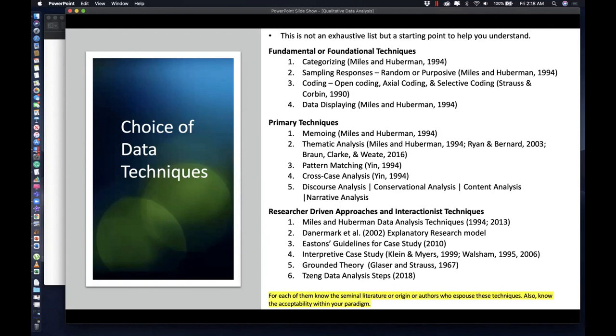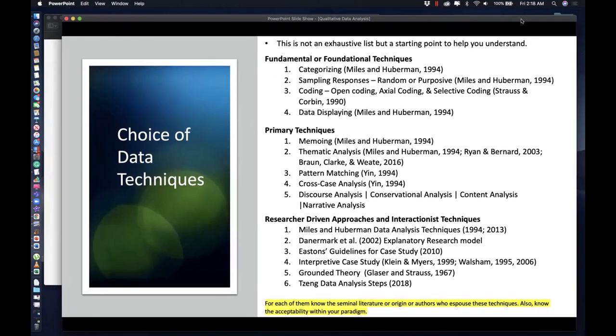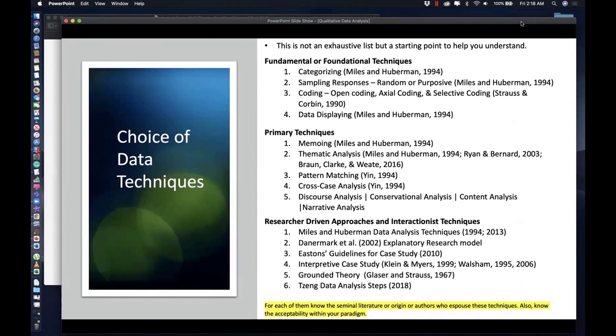Establish your premise of study, go to your checklist of resources, look at the choice of data techniques that you have, and then select which of them you are going to use. Now, this list I have here is not an exhaustive list, but it's a starting point to help you understand. There are different techniques I mentioned earlier. The techniques come together to form what we may call an approach.